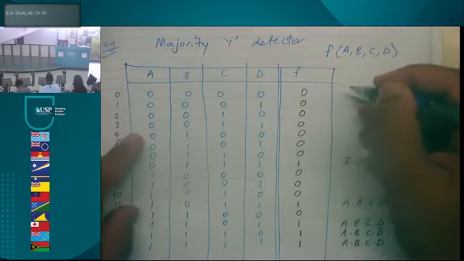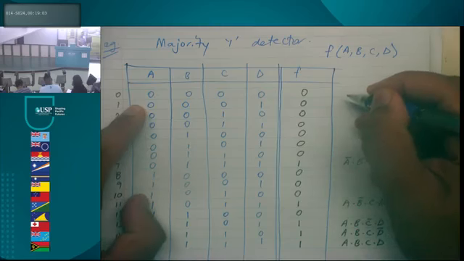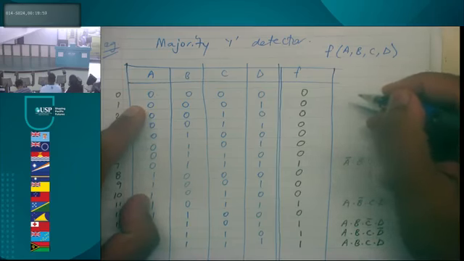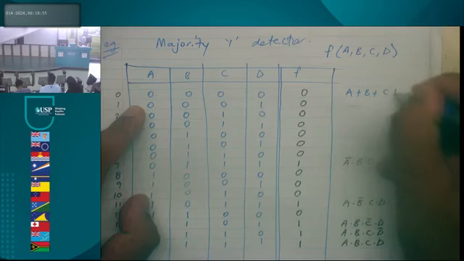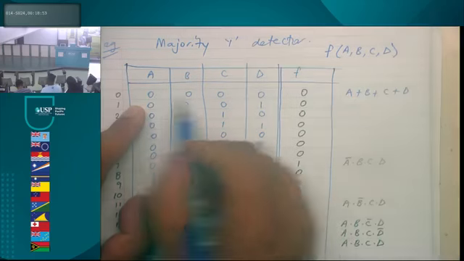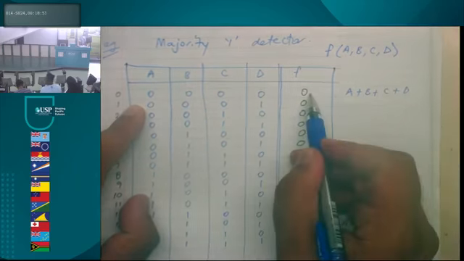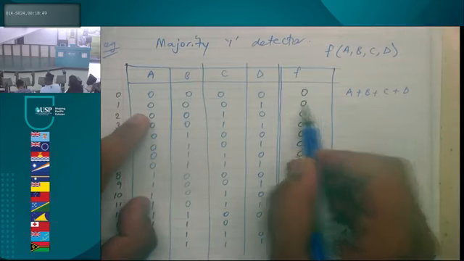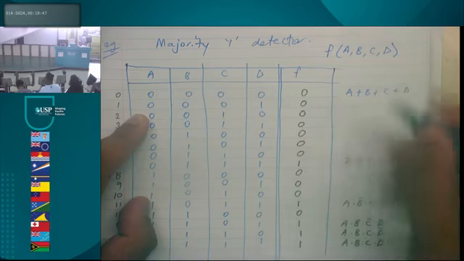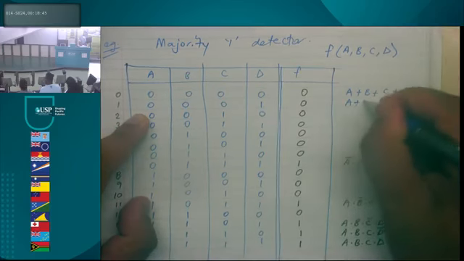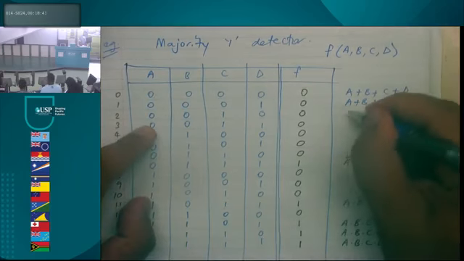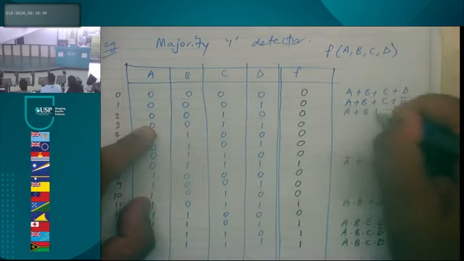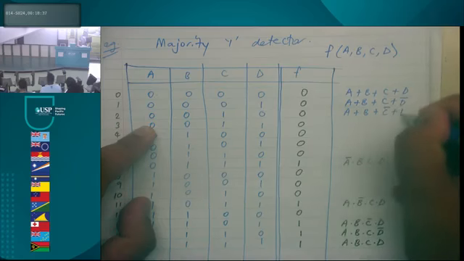I'll do the first 4 for you. So we will write that out as A or B or C or D. When you OR A or B or C or D, you still get a 0, right? Because the target is you want to get a 0, right? So A or B or C or D bar. A or B or C bar or D.